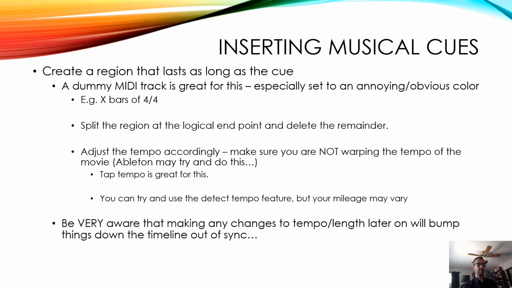Be very aware that you want to get this done in chronological order. Start at the beginning, go through, record your first cue, go to the next place, insert the starting marker, insert the tempo change, insert the region, record your second cue, go on to the third. Because any changes that you make to the tempo and length later will bump things down further down the timeline and they will get out of sync. You want to make sure that everything's done chronologically.